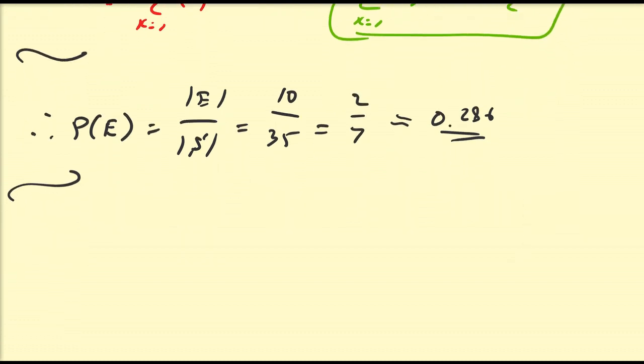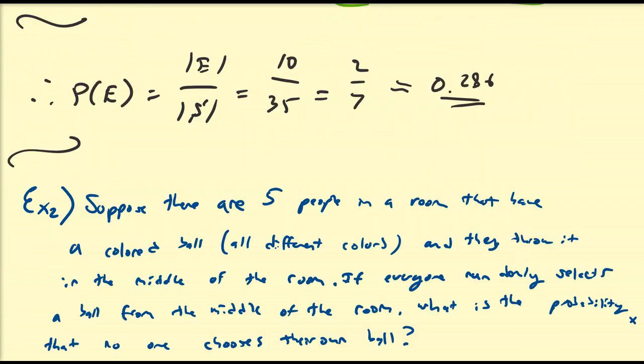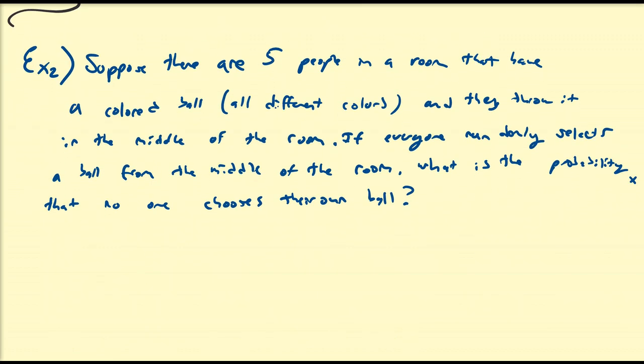So now let us take a moment to write down the next example. So let us assume that there are 5 people in a room, and each of them have a colored ball, or a particular number on a piece of paper, or a different hat. And let's assume all of these objects are different, and they throw it in the middle of the room. And then everybody randomly selects an object from the middle of the room. What is the likelihood that no one chooses their own object from the middle of the room? All right, so let's map out this solution the best we can.